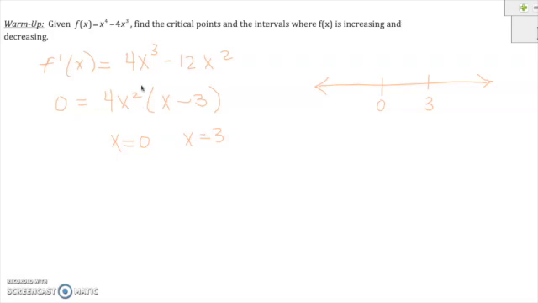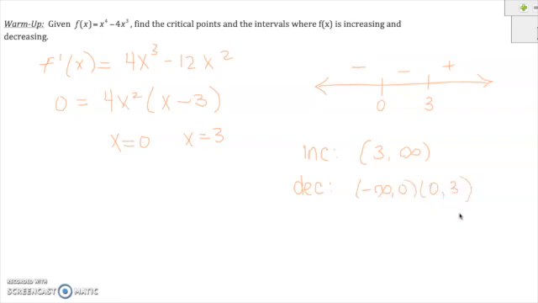At 0, I can see that it's x squared here, so I know that it's probably not going to change signs, but let's go for it. If I plug in -1, I have a positive times a negative, which is a negative. And if I plug in +1, same thing. So it's negative, negative. My guess is if I plug in 4, something to the right of 3, yep, positive. So I am increasing from 3 to infinity, and I am decreasing from negative infinity to 0 and 0 to 3.